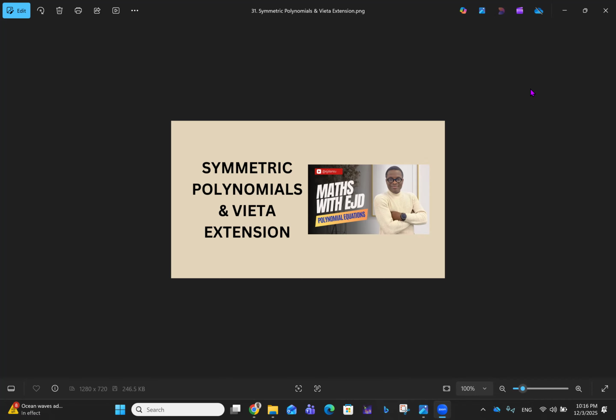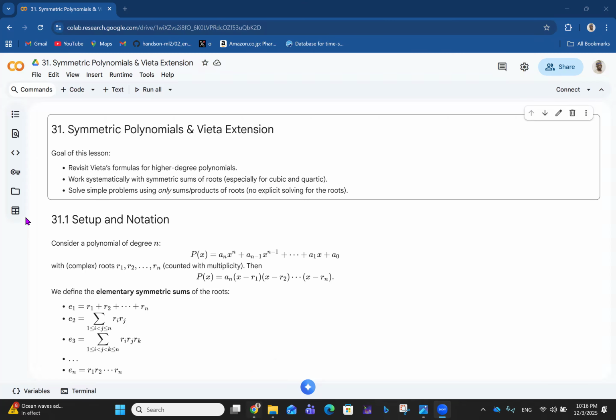Okay, we go on with polynomial equations, and here we consider symmetric polynomials and an extension of the idea of Vieta's formula. We had considered Vieta's formula previously, in an earlier video where we looked at the possibility of dealing with polynomials without explicitly solving them, but by just working with the sum and product of their roots. Okay, so let's move on.